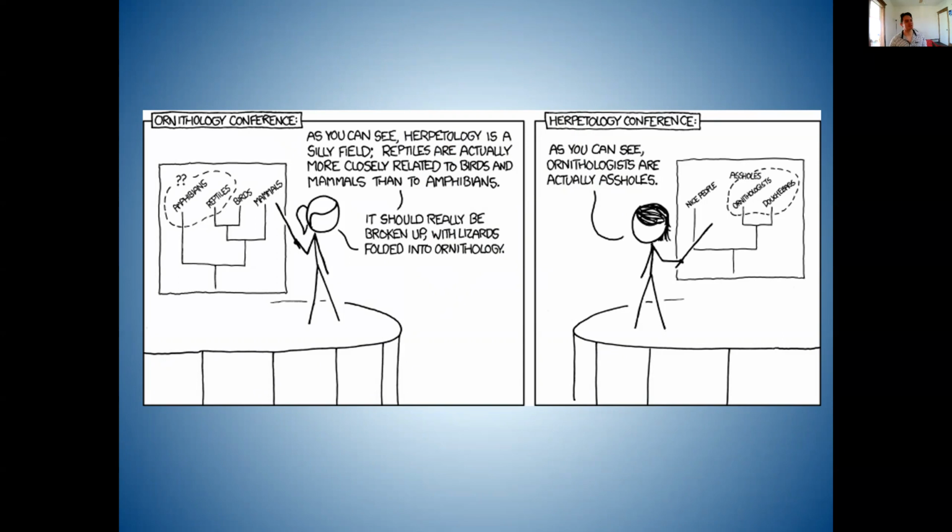And then the guys on the other side of the spectrum are essentially saying that ornithologists are actually just assholes. So it all depends on how you group your organisms and how you view this paraphyletic, monophyletic thing.